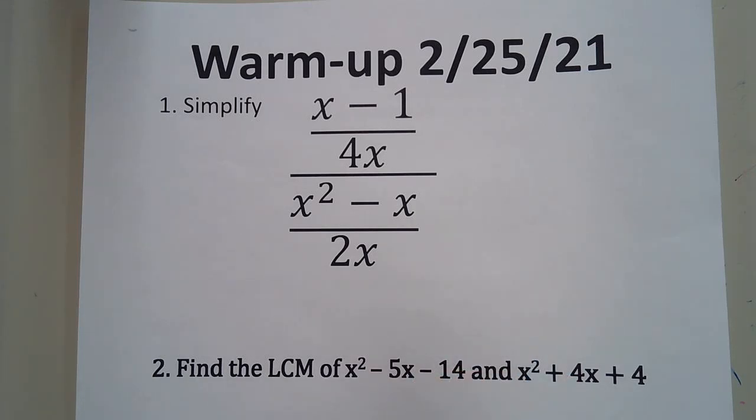Alrighty, keep in mind you have a quiz coming up tomorrow. The quiz covers 4-3, 4-4, and 4-5. Just to break those down, 4-3 is multiplying and dividing. So this is actually technically a division problem here. Multiplying and dividing rationals, that is.